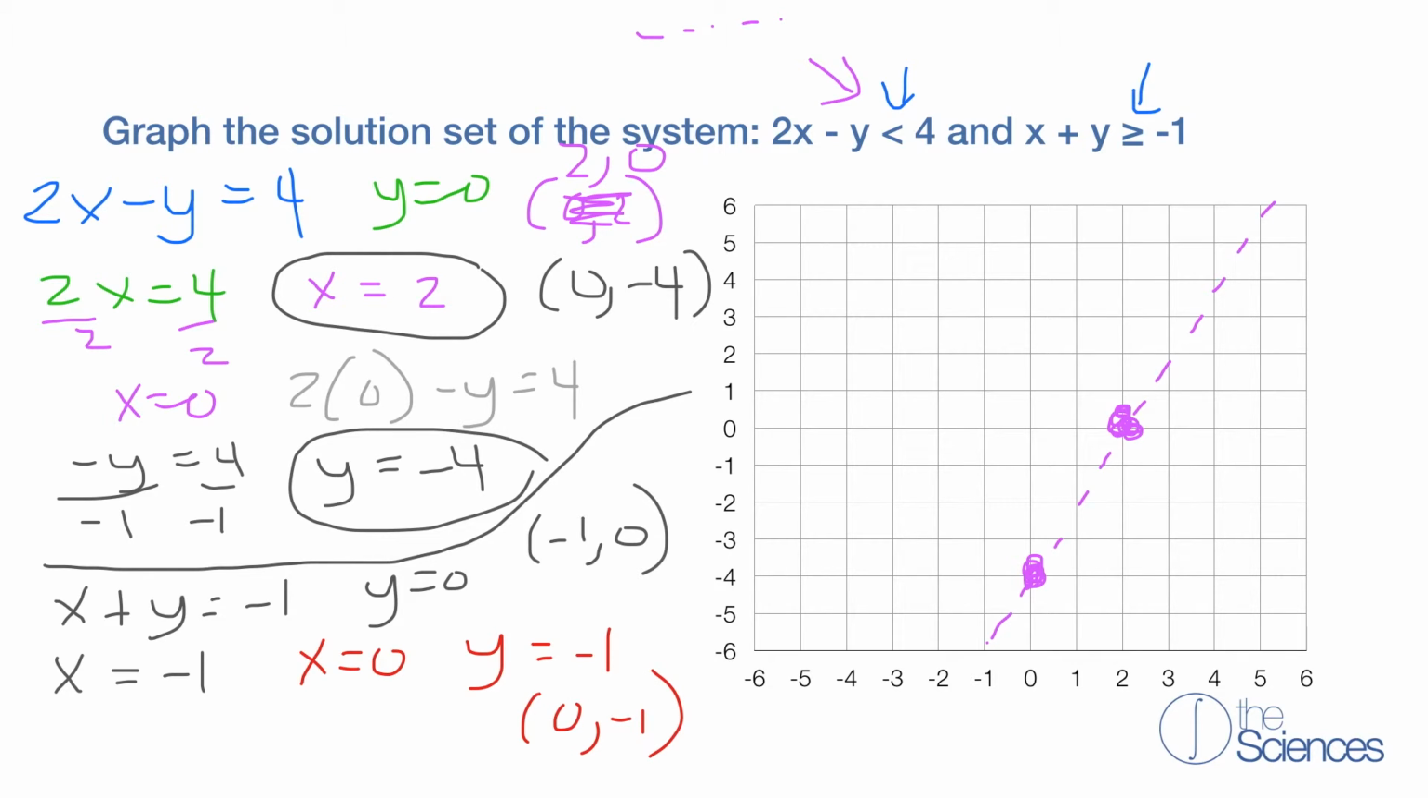So when we graph this, we start at the origin and go to negative 1, 0, which is here. Now our second point is at 0, negative 1, which is here. So now because we're working with a greater than or equal to, we're going to connect our dots with a solid line.